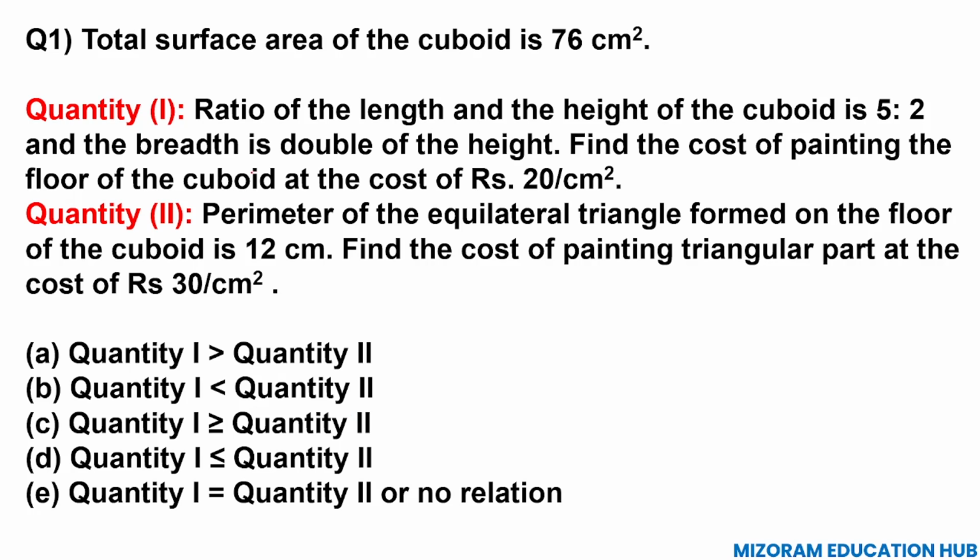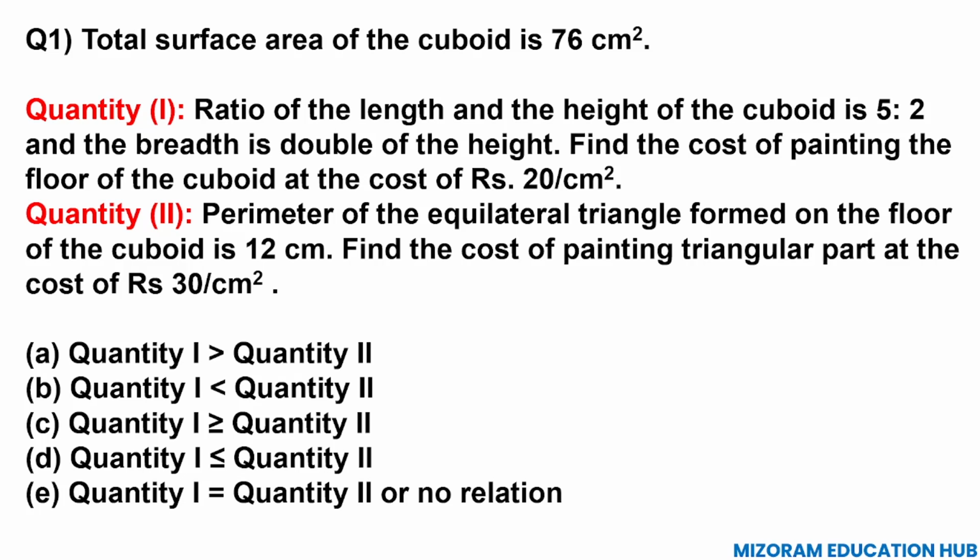Okay. So here is the first question. Total surface area of a cuboid is given as 76 centimeters square. Ratio of the length and the height of the cuboid is 5:2 and the breadth is double of the height. Quantity 1: Find the cost of painting the floor of the cuboid at the cost of rupees 20 per centimeter square. Quantity 2: Perimeter of the equilateral triangle formed on the floor of the cuboid is 12 centimeter. Find the cost of painting the triangular part at the cost of rupees 30 per centimeter square.